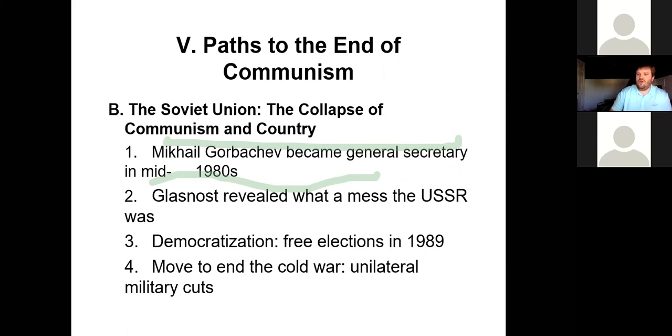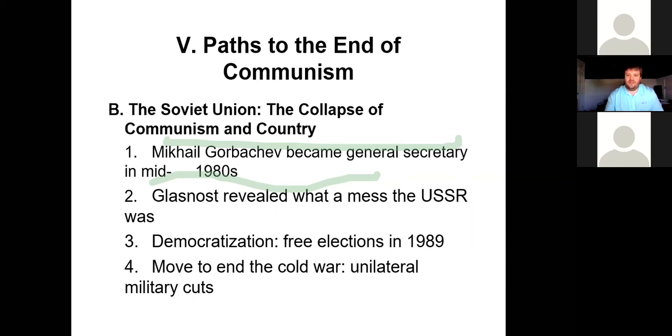Mikhail Gorbachev became the general secretary in the mid-1980s and launched the economic reform program called Perestroika in 1987. Also, he had glasnost, or openness, to greater cultural and intellectual freedoms. He opened up the Soviet Union to American and other Western things. Glasnost revealed what a mess the USSR was. It showed how much crime, prostitution, suicide, corruption, and the true extent of Stalin's atrocities were all uncovered.